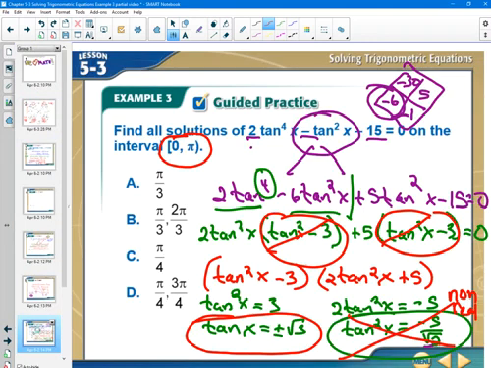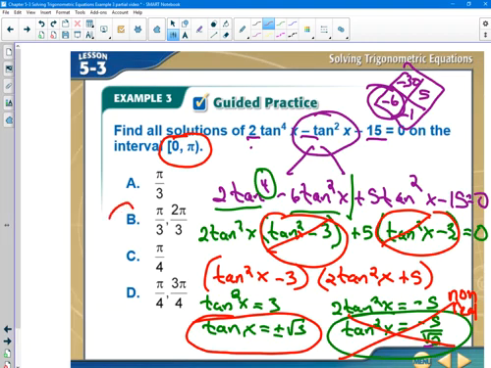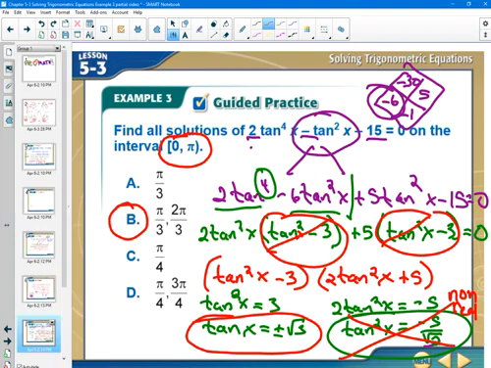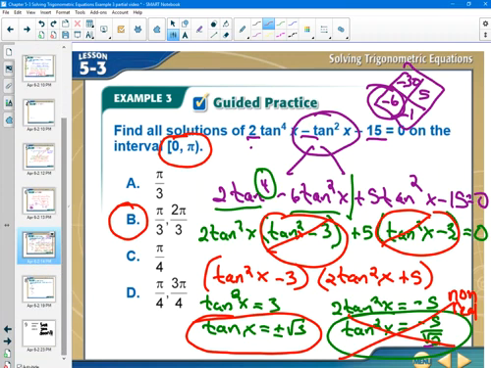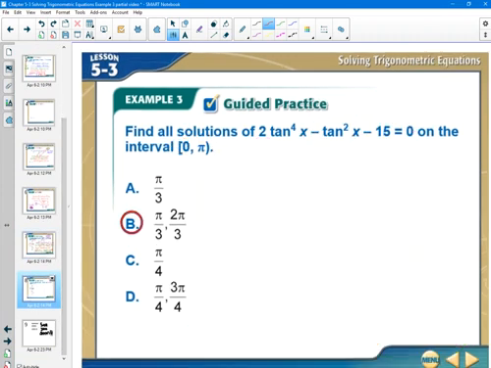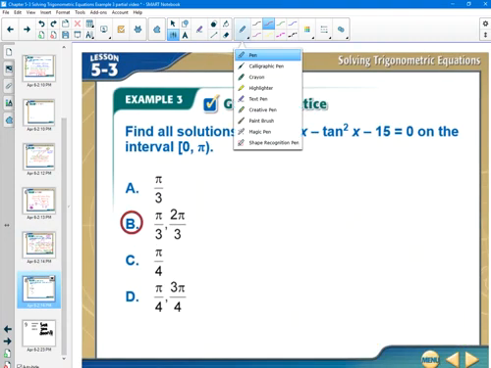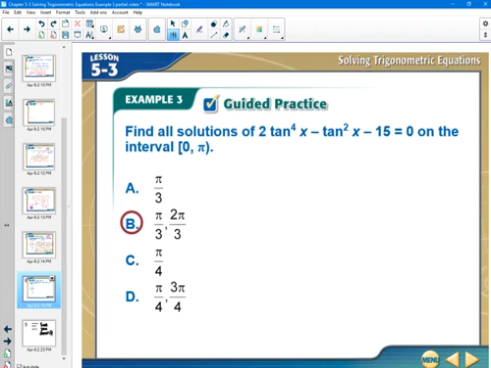So let's go back to our answers again. And let's see where we have pi over 3 and 2 pi over 3. Well, it is B. Now let's go look and see at the slide that I have here that says what the solution is. And let's hope that Mrs. Indahl actually did it right. So here we go. Ta-da! B is correct. So we're going to celebrate with this magic pen.